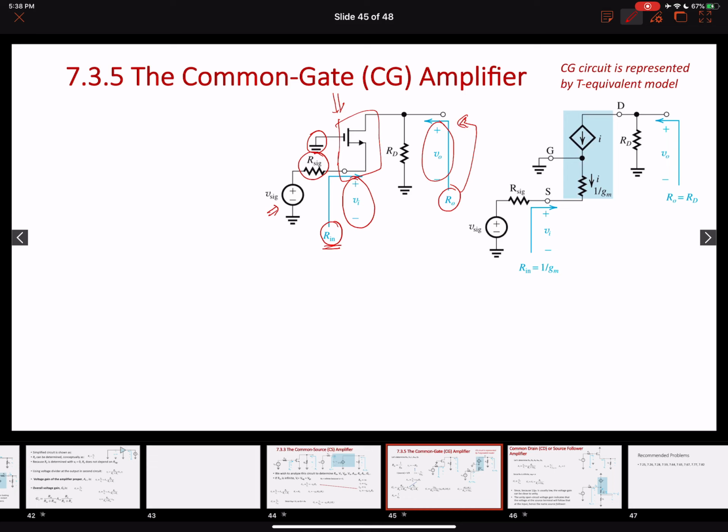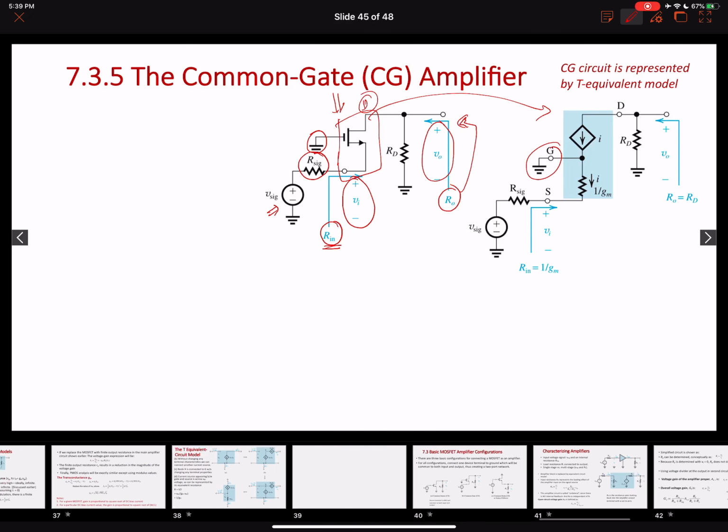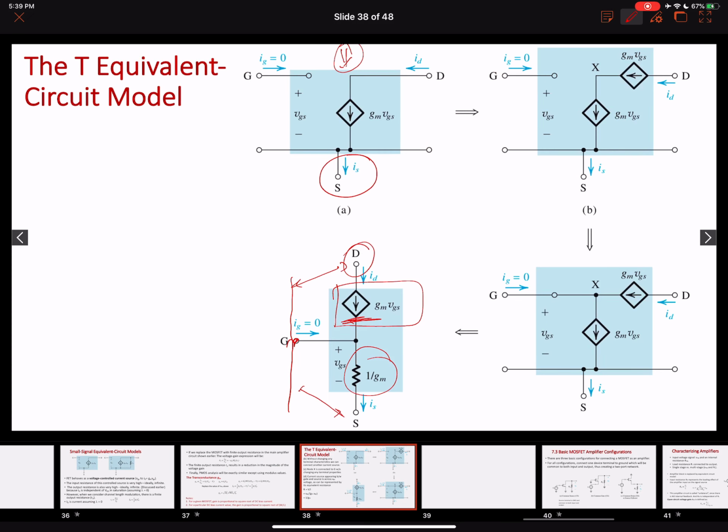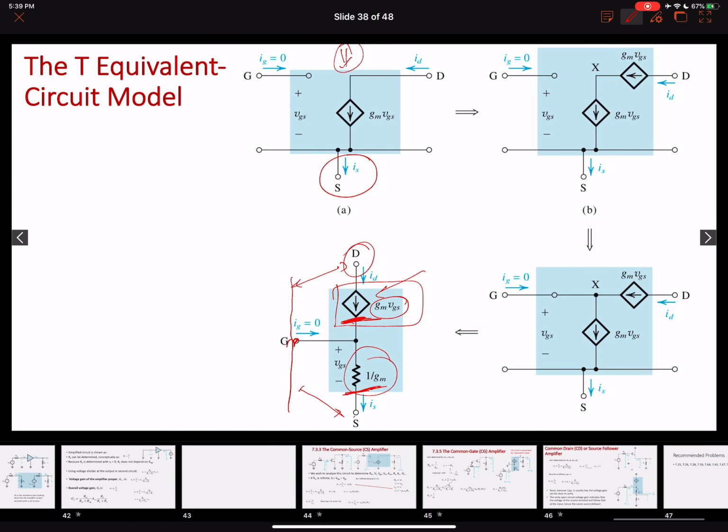All right, so let's expand the circuits into an equivalent circuit model. Again, our gate is grounded, so I ended up connecting this drain terminal. Going back to the circuit again, you can see that we have a current source connected to the drain, which is GM VGS, and we have a resistance connected to the source, 1 over GM.